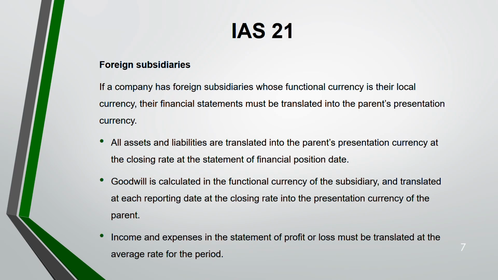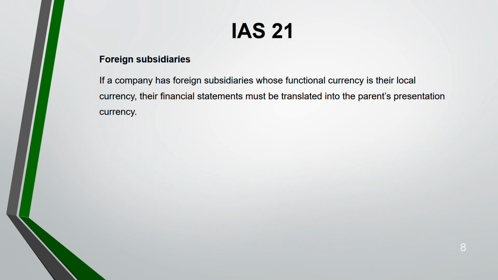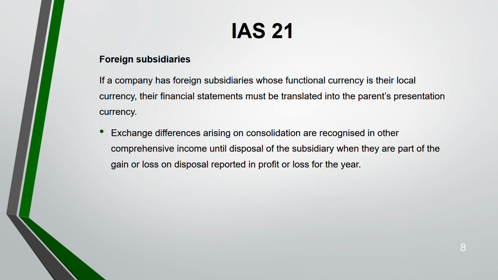Then any income and expense in the statement of profit and loss will be translated at the average rate. Any items that go in your statement of profit and loss, use average rate. Any items that go in the statement of financial position, closing rate. Now, exchange difference that arises on consolidation will be recognized in other comprehensive income until you dispose of the subsidiary. Once you dispose of the subsidiary, then any gain or loss in OCI will be transferred into profit and loss.